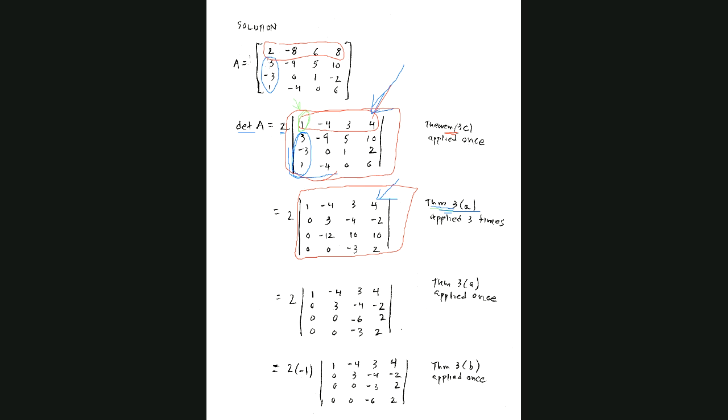We applied theorem 3a. I use THM for abbreviation, but I could write theorem (3a). We applied that 3 times. It didn't change it the first time. For the first row operation, it doesn't change it. Second row operation, it doesn't change it. Third row operation, it doesn't change it. Because they're all row operations where you're taking a multiple of one row and adding it to another row.